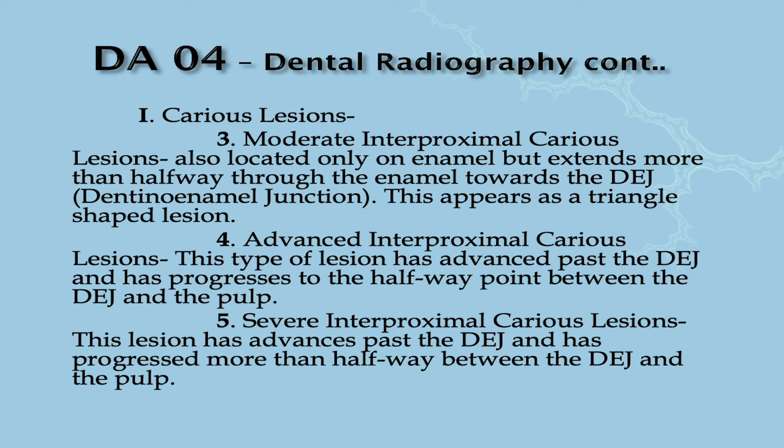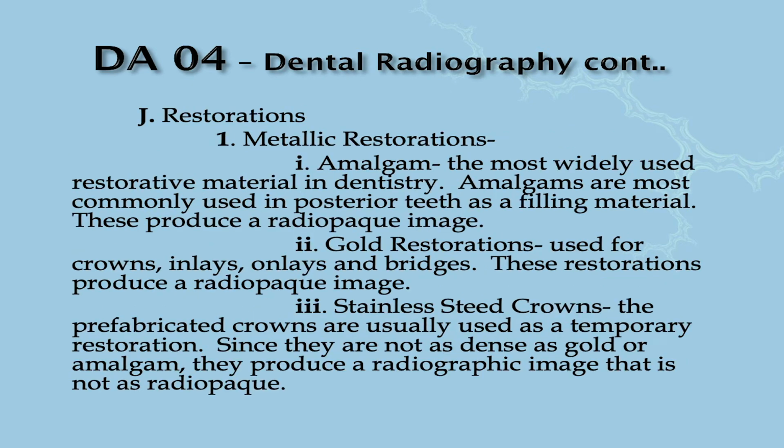Advanced interproximal caries lesions, those are past the DEJ, halfway between the DEJ now and the pulp. And then severe interproximal caries lesion means it has advanced past the DEJ and progressed more than halfway between the DEJ and the pulp.